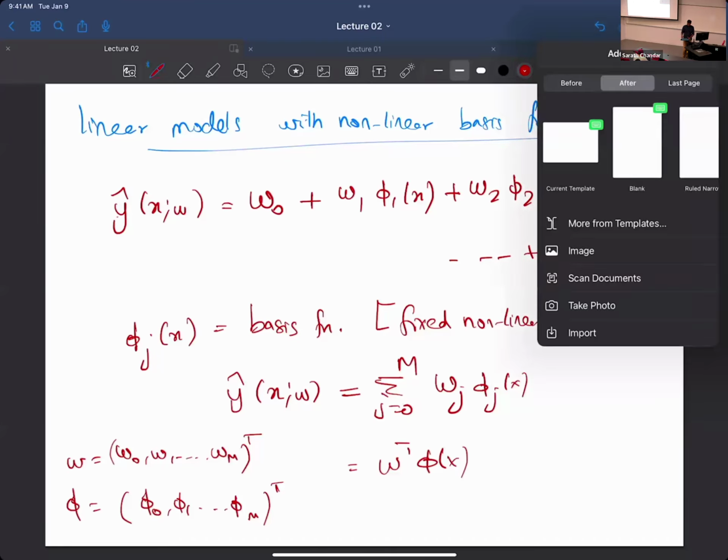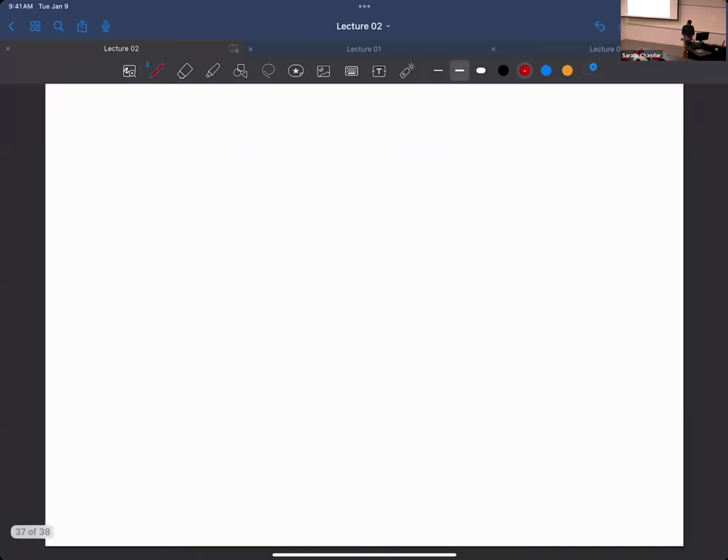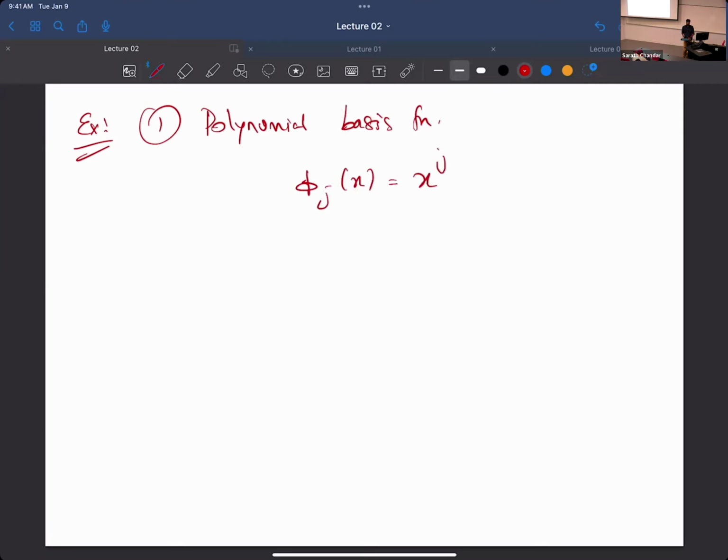Now I'm going to write some examples of basis functions. The first example is something that we have already seen, which is the polynomial basis function. For the polynomial basis function, phi j of x is simply x power j. If you just put phi j of x to be x power j, you're going to get the polynomial function, right? Now you can use other fancy basis functions.